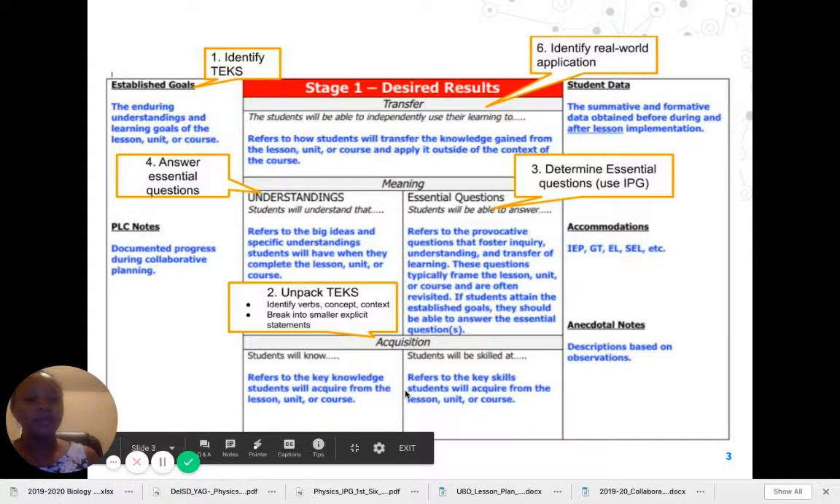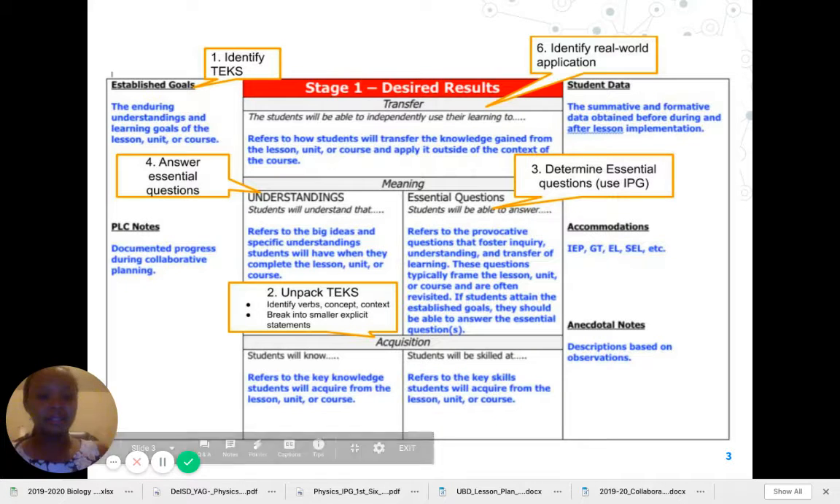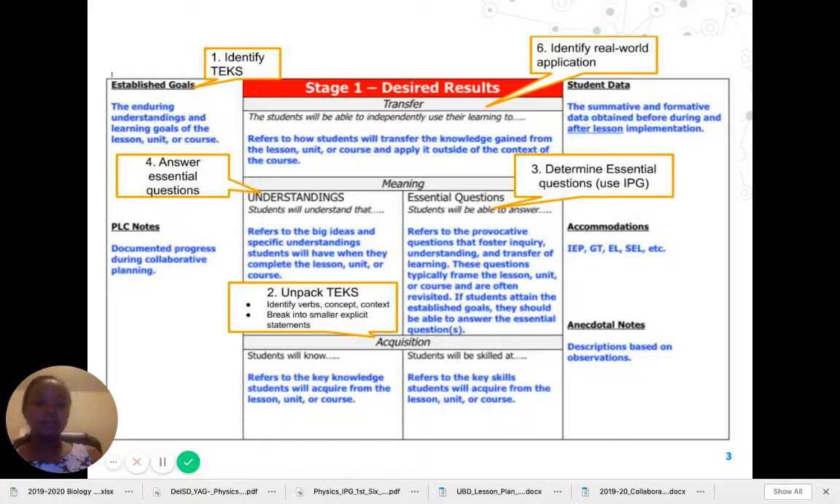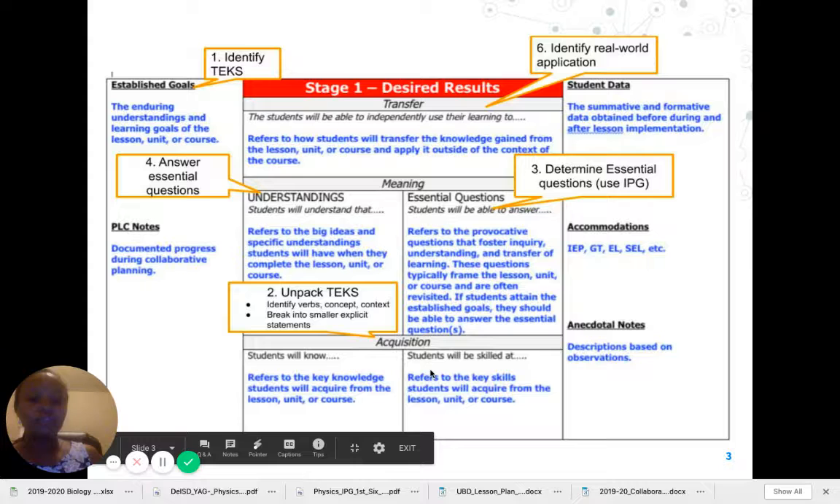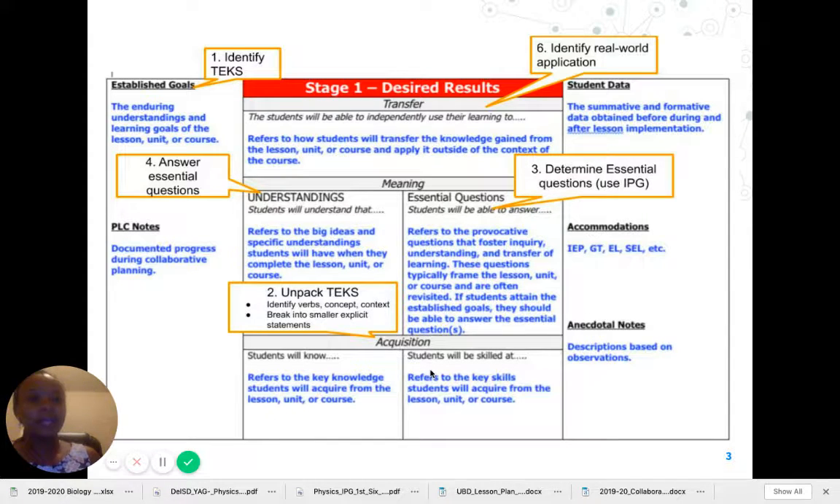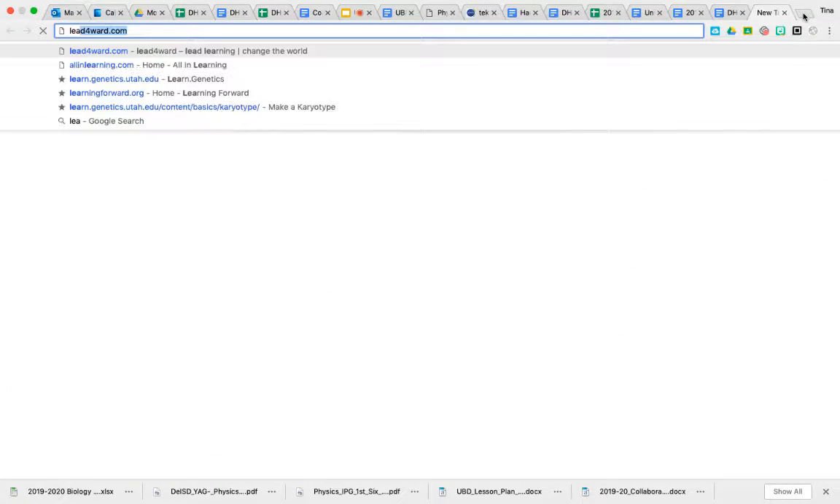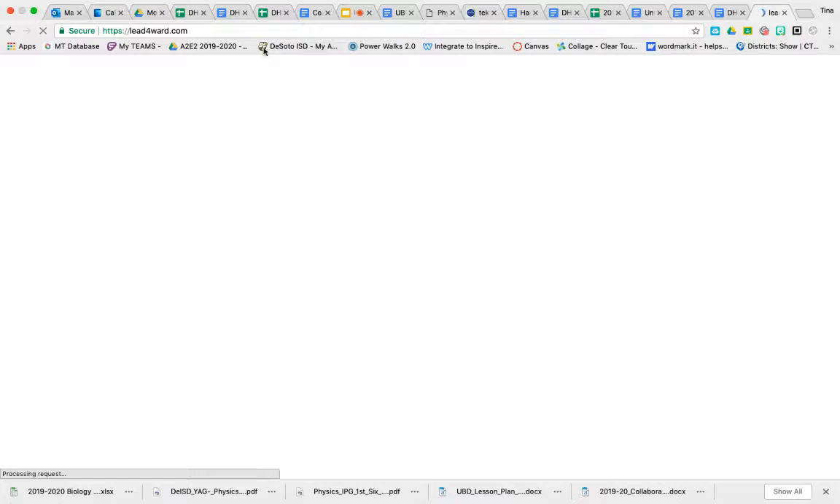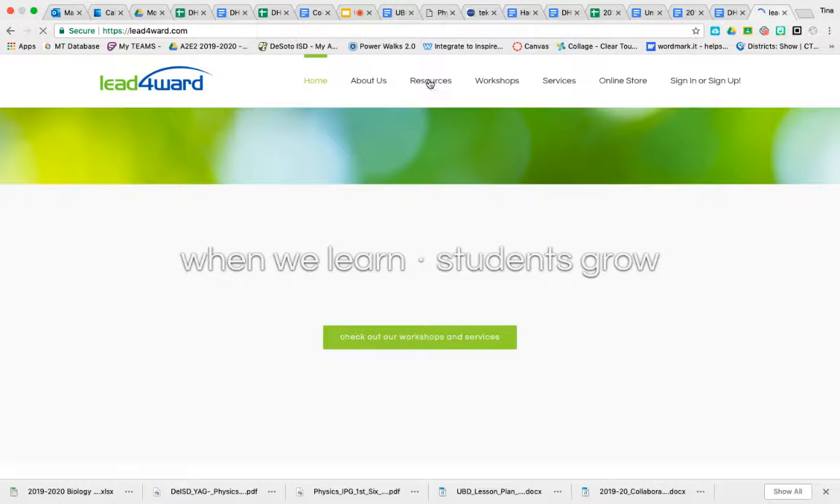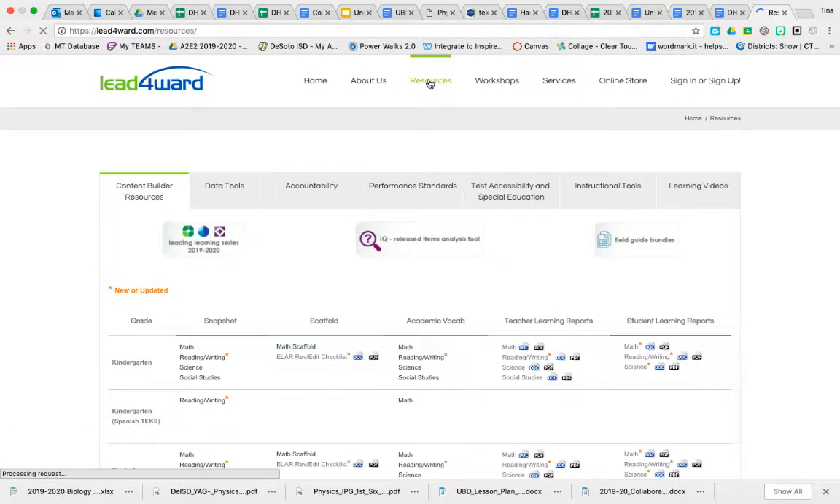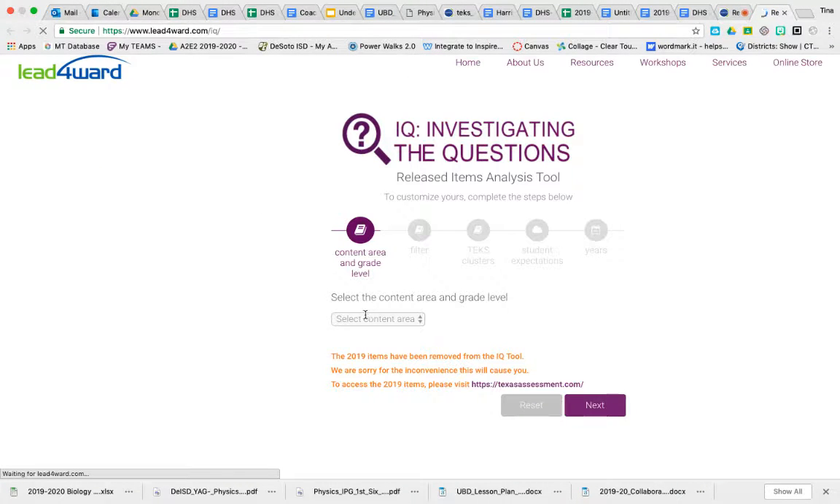If you have a STAAR release question, if you're teaching content that is a STAAR or EOC tested area, once you unpack that TEKS, you need to stop what you're doing and go to the release test. So you go to Lead Forward, go to resources, and at the top, go to IQ. And you put in those specific information.